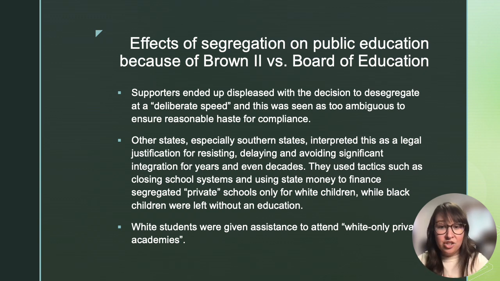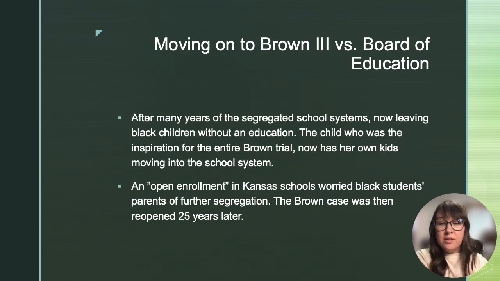They used tactics such as closing school systems and using state money to finance segregated private schools only for the white children. And they had white-only private academies given to white families. But this actually left black children without an education at all. So this moved on and kept going for 25 years, where the black children ended up with no education, and the white children ended up in private academies and were given private education.